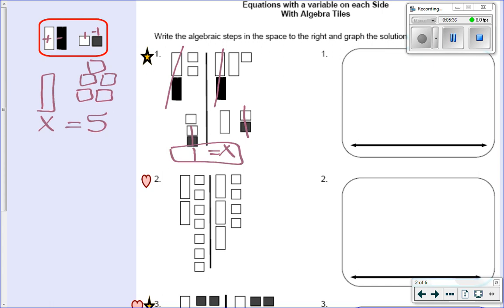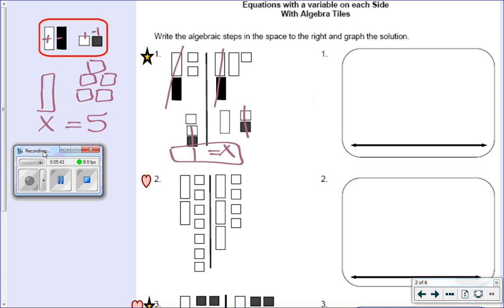Are we good? All right, now on the right-hand side, we're going to write the algebraic steps in the space. What was our original? This was our original tiles, right? And y'all can see the original on yours. How can I write the equation? How can I write this side? How many x's are there? 1. Good. That's 1x. What do the squares represent? How many are there? 2. Are they positive or negative? Positive. Positive 2. X plus 2. What's the line for?